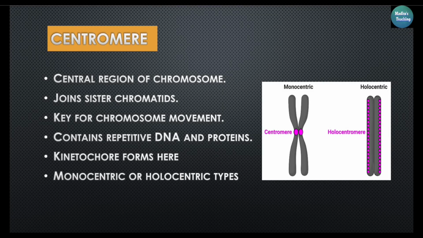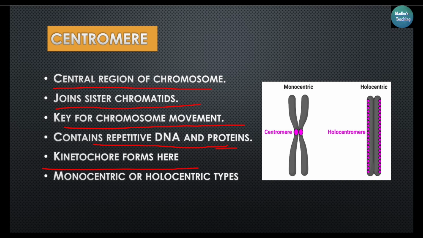Now centromere. Centromere is a region in the chromosome which is located at the center of the chromosome, and it joins the two sister chromatids together, and it is key for chromosomal movement during the anaphase of the cell division, and it is composed of repetitive DNA sequences and proteins. And there is a protein which is formed and present at the centromere that is called kinetochore protein. So kinetochore forms here.